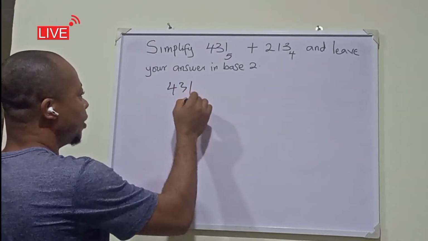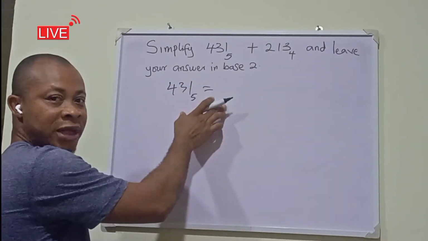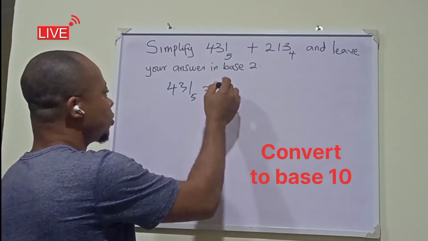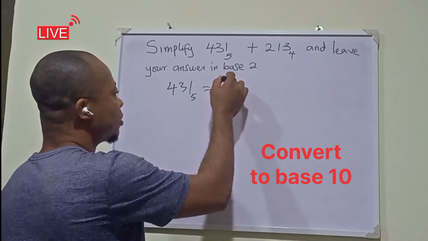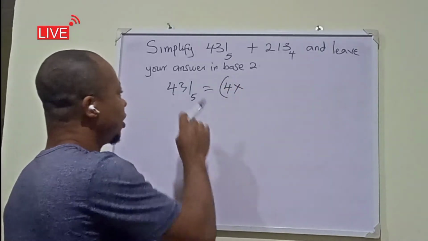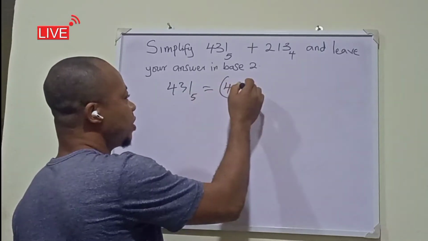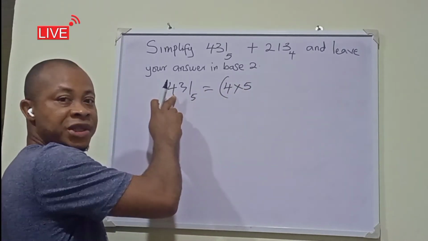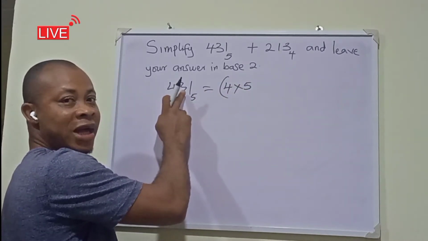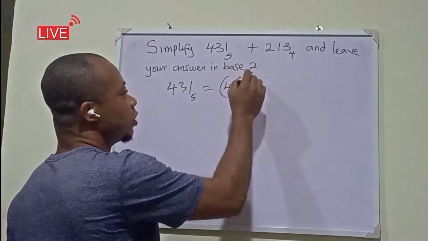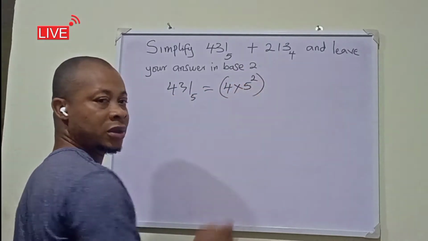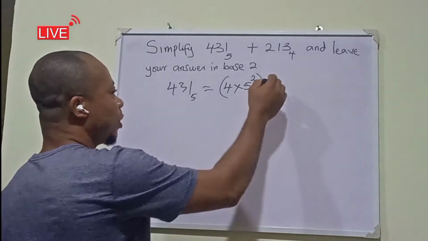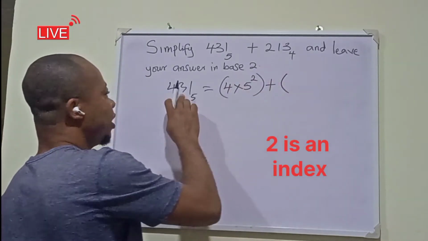431 base 5. If you want to expand it, that is, convert it to base 10, it's going to be 4 times, just open a bracket, you multiply by the base, which is 5. Then you have picked 1 digit. The remaining 2 digits, that's 3 and 1, so that 2 will be on top. We call it the index. Then plus the remaining one, which is 3.